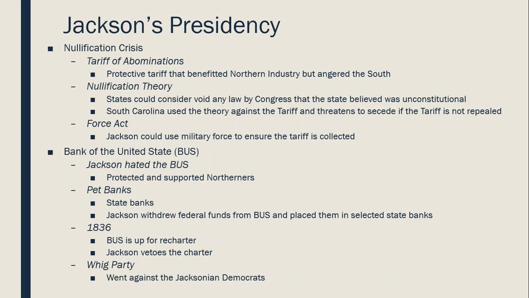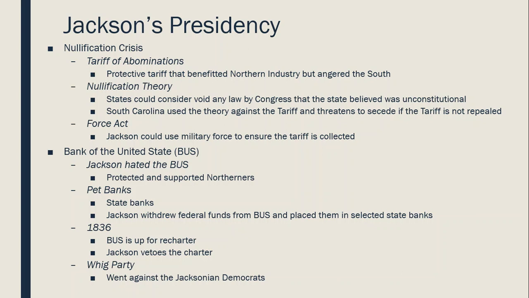So even though he's vetoed its recharter, he still takes it a step further to try to cripple the bank before the charter runs out. He sets up his pet banks or state banks. He withdraws funds from the Bank of the United States and places them in select state banks, which is going to create some economic instability, which will eventually lead to a recession in 1836. But this will take place after Jackson is out of office.